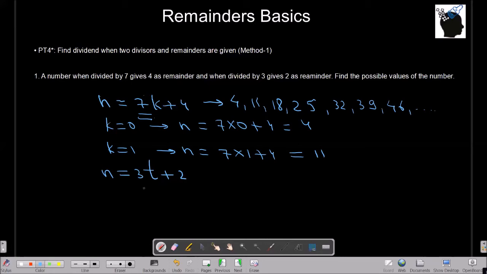Let's do the same thing for the second one. So if I put t is equal to 0, n will be nothing but 3 into 0 plus 2, which is 2.